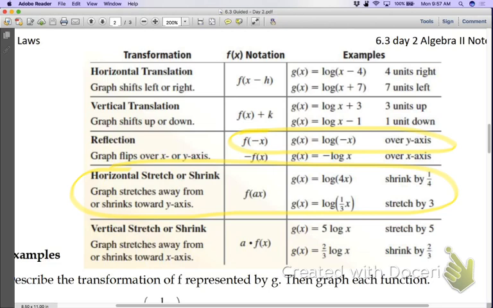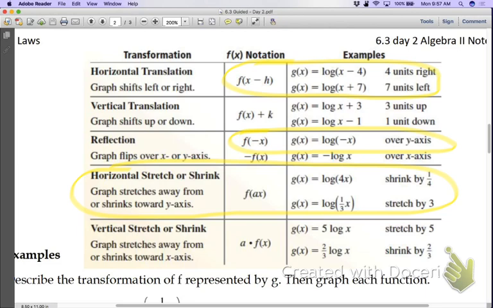Remember, anything on the inside, just like we've had here with horizontal, it's always the opposite of whatever normally would happen. So if it's a log of x minus 4, normally when you think of a negative 4, we would move to the left, but since it's horizontal and since it's inside, anything inside with that x that's going to change it horizontally is going to be the opposite, so it always moves to the right.